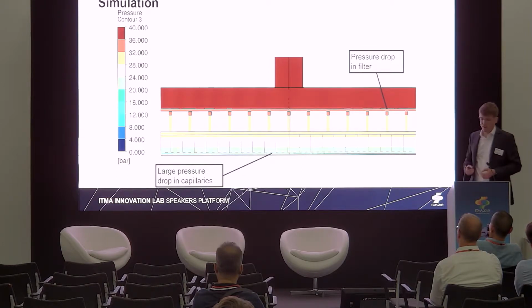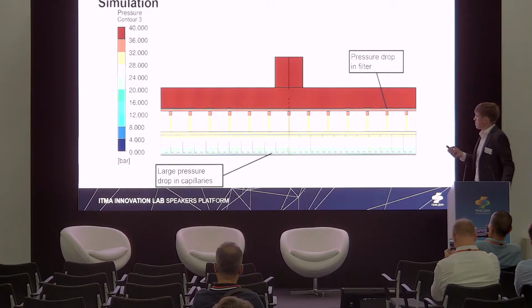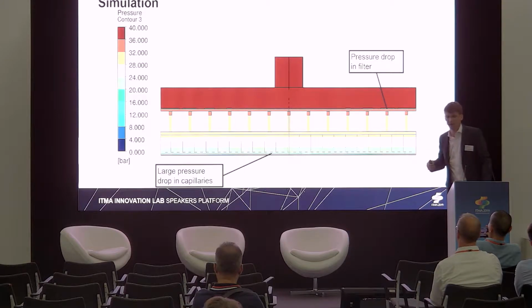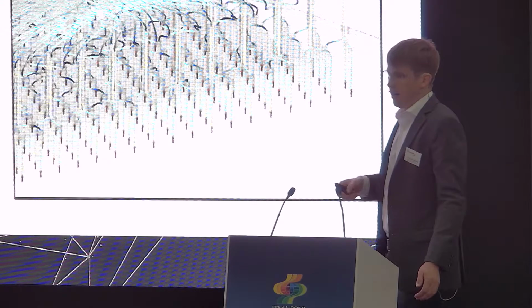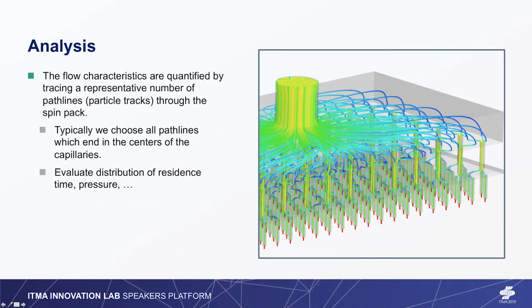Before we do this, we have a look also at the pressure distribution. So you can see that we have main pressure drops here where the filter is sitting, and down here, of course, the main pressure drop is occurring in the capillaries. Then having a look at an analysis, so we have now just some colored pictures, but we also want to do some statistical analysis on, for example, the residence time.